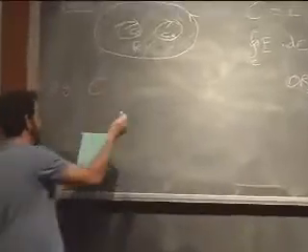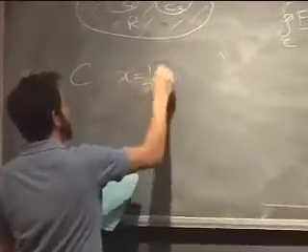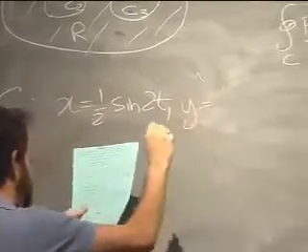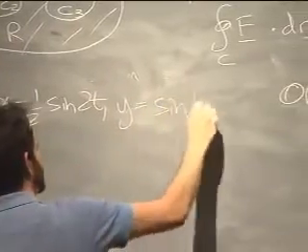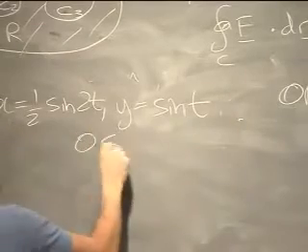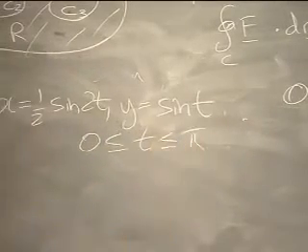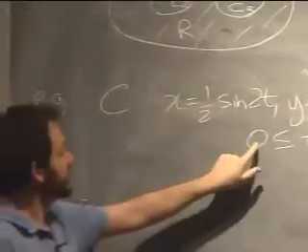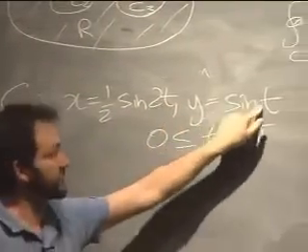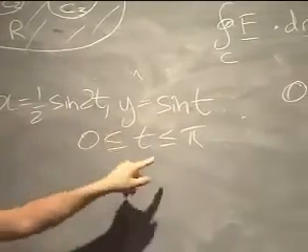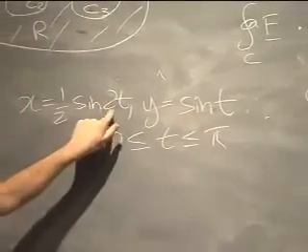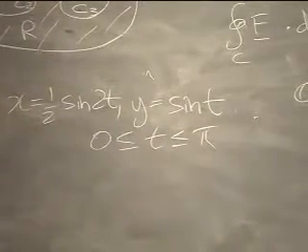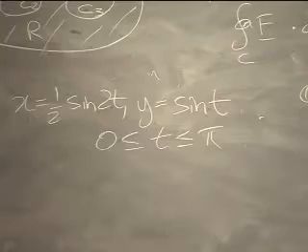The curve C is given as follows. x is 1/2 sine 2t, and y is equal to sine t, and t goes from 0 to pi. The first thing to notice is that this is a closed loop. Why is it closed? You plug in 0, you get (0, 0), so it begins at the origin. If you plug in pi, sine 2 pi is 0 and sine pi is 0, so you begin and end at the origin. So it's closed.